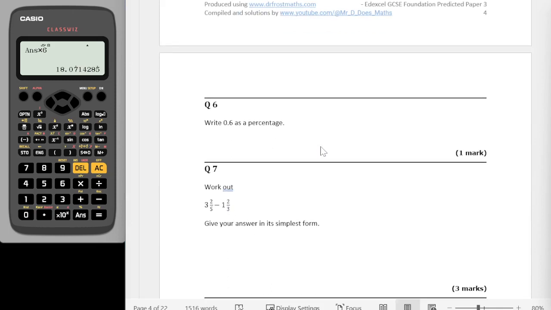Okay, question 6. Write 0.6 as a percentage. 0.6 as a percentage then. So that's going to be equal to 6 over 10, which is going to be equal to 60%.